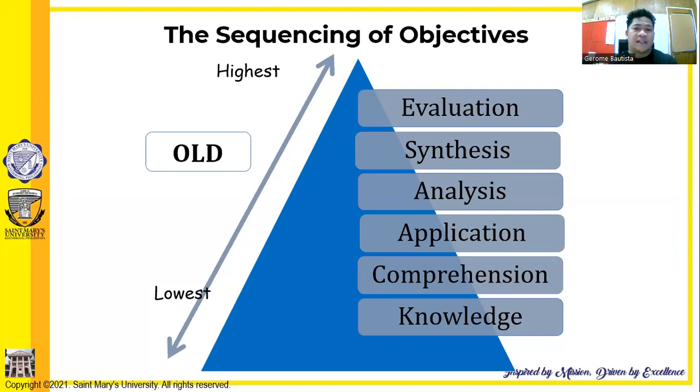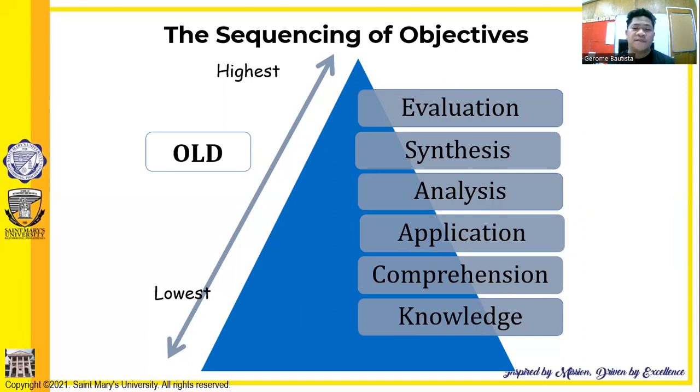In the old model, the lowest form of learning under the cognitive domain is knowledge. It's about memorization of facts, dates, theories, concepts. So it's more of recall. But as we go higher, the level of thinking gets more complex, right? So from knowledge, from remembering, we have comprehension, which means they are able to understand the lesson already. When we say understand, they are able to translate it in their own words. They can use their own words to explain, to discuss.